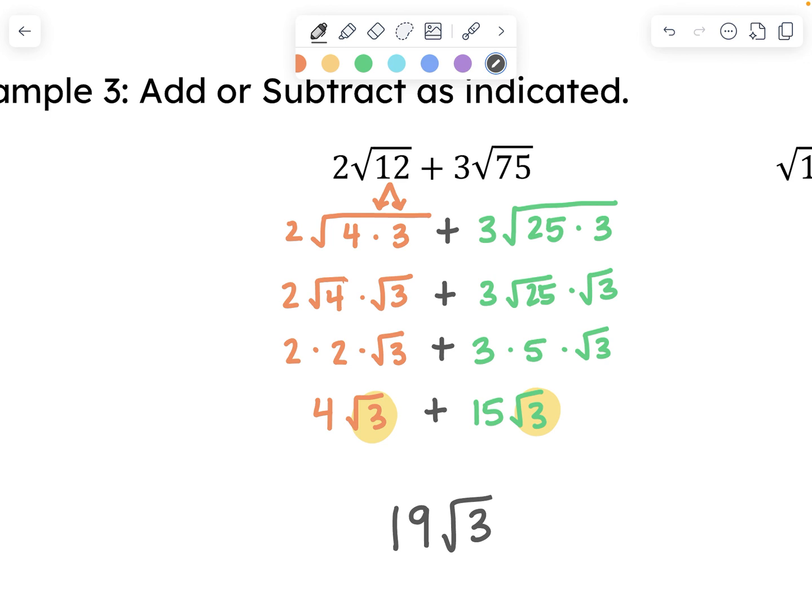Think about that square root of 3 as the item that you're adding together. So that's the part that doesn't change. The coefficient, the number in front, is the part that changes. So 19 square root of 3 is our answer.